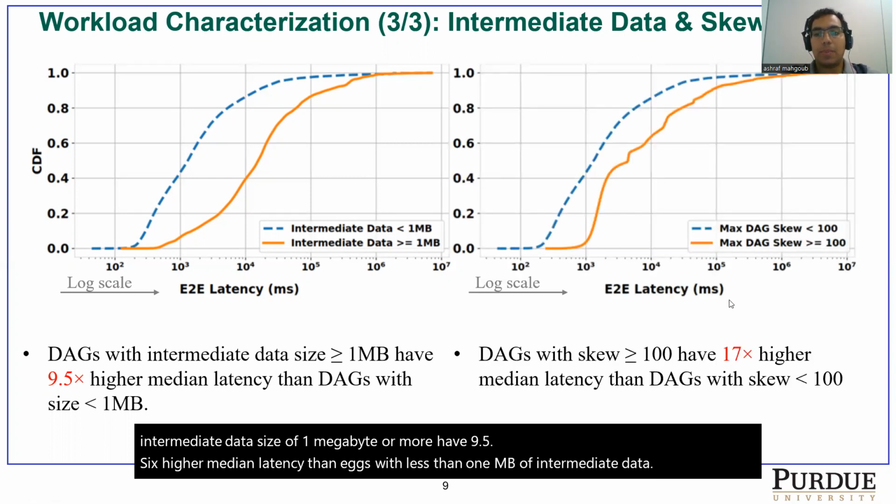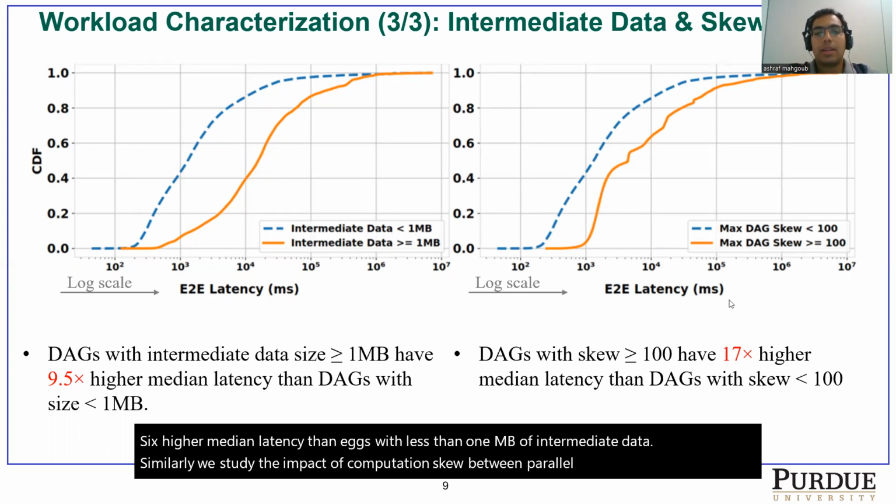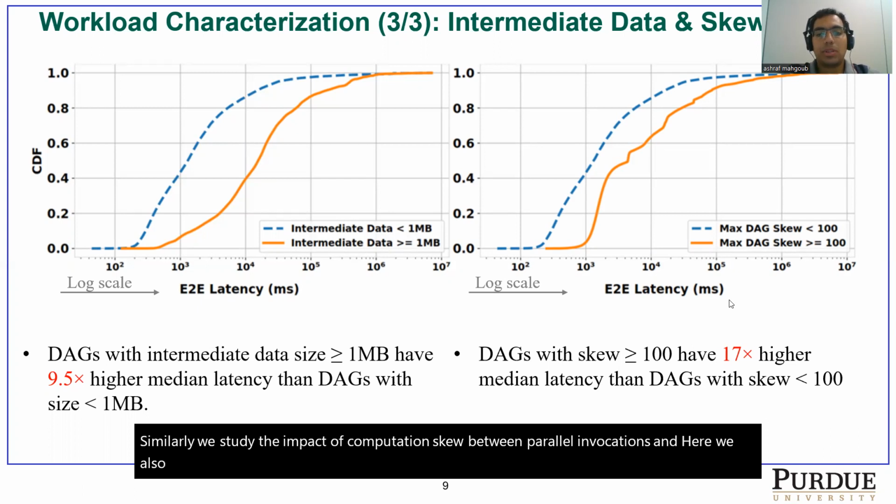Similarly, we study the impact of computation skew between in-parallel invocations. Here we also noticed that DAGs with a skew of 100 or more have 17x higher median latency than DAGs with a skew of less than 100.